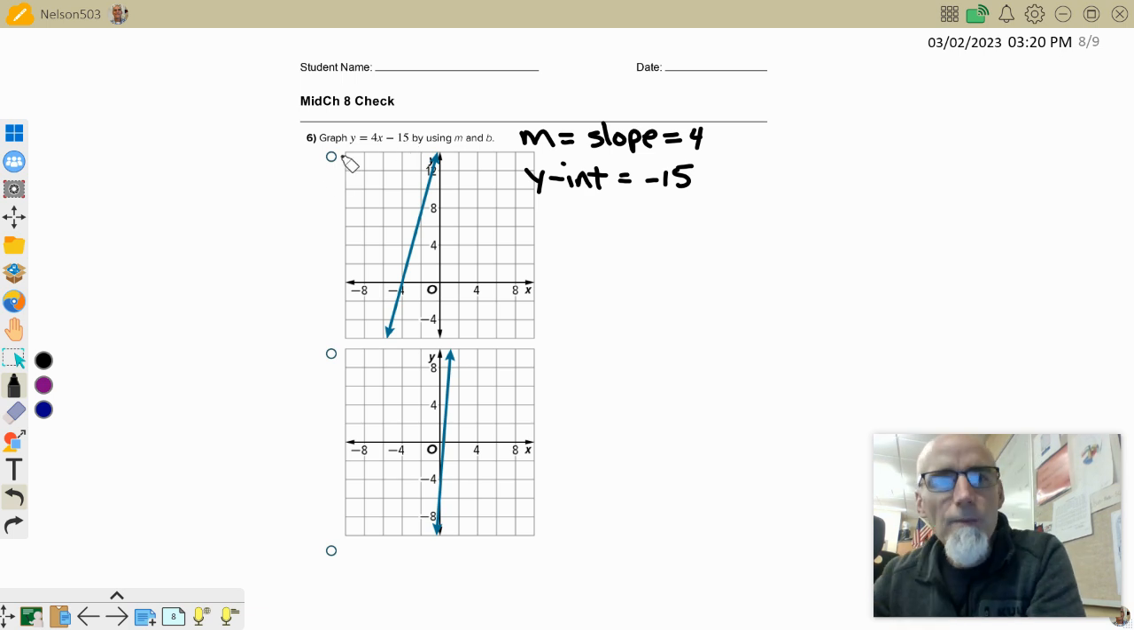Hey, I hope you did well on that little mid-chapter check. I know you might feel like this problem's unfair because we didn't talk about slope-intercept form, but I think a lot of you guys know that from prior classes.